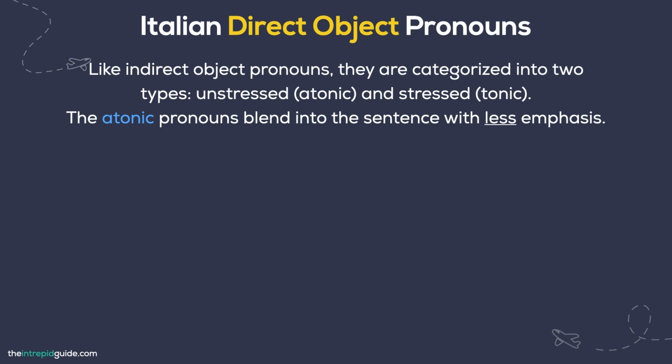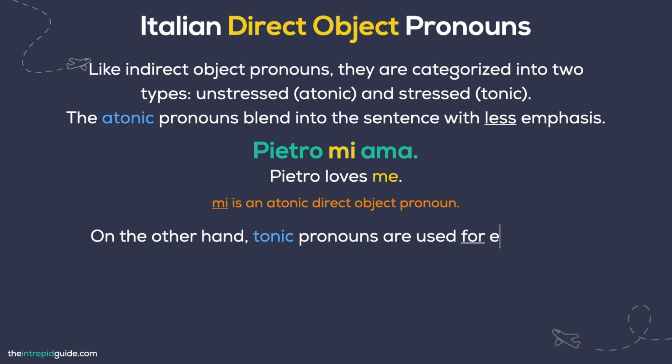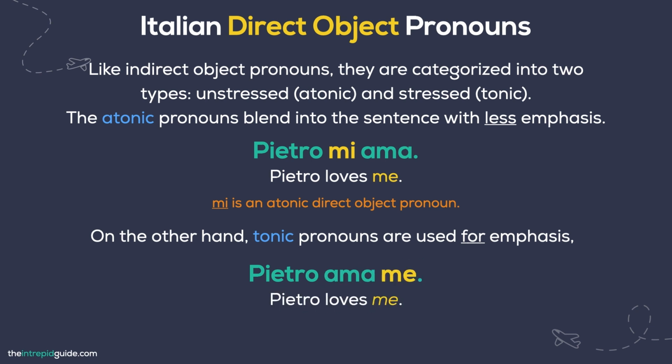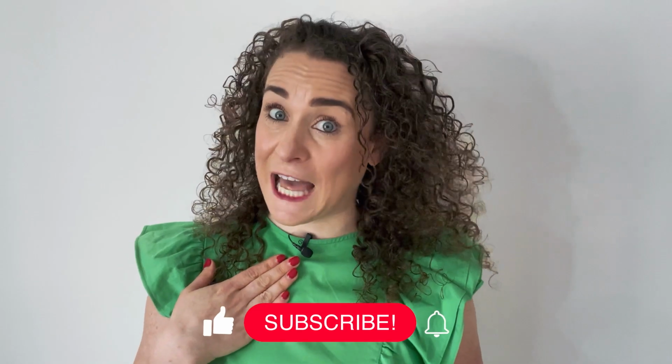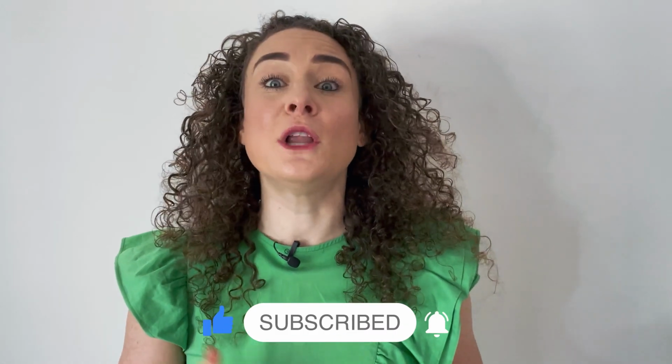The atonic pronouns blend into the sentence with less emphasis. For example, Pietro mi ama. Pietro loves me, where mi is the direct object pronoun. On the other hand, tonic pronouns are used for emphasis. Take a look at this same example again. Pietro ama me. Pietro loves me, where me is stressed. Think of it like the emphasis in English, like you're eating a pizza, but I'm eating a gelato. The emphasis is on me, I. In other words, what we're saying here is that of all the people that Pietro could love, he loves me.